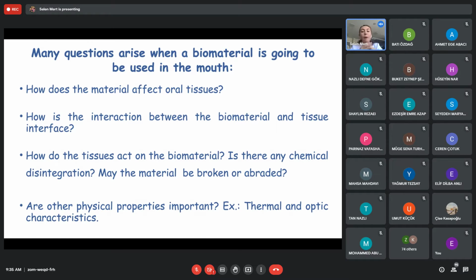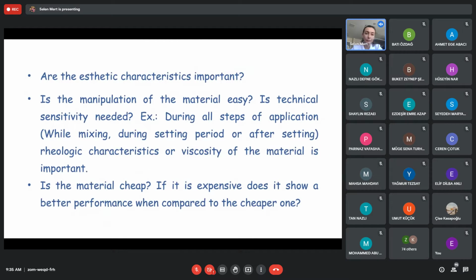How do the tissues act on the biomaterial? Is there any chemical disintegration? May the material be broken or abraded? Are there other physical properties that may be important, like thermal and optic characteristics? Especially, are the aesthetic characteristics important?